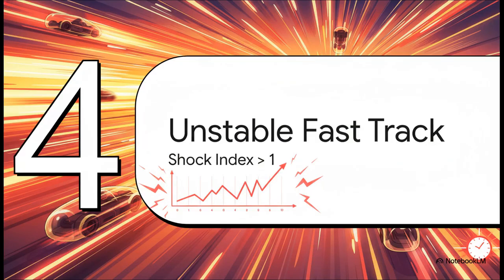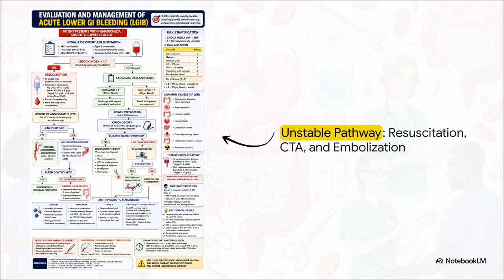Welcome to part 4, the unstable fast track, for those with a shock index greater than 1. This is the high-speed expressway. For these unstable patients, delays are quite literally deadly. The workflow here is immediate resuscitation with IV crystalloids and targeted transfusions, immediately followed by an urgent CT angiography, or CTA. If the CTA is positive, you're moving straight to catheter angiography and embolization. If that doesn't control it, well, you're looking at surgery as a last resort.